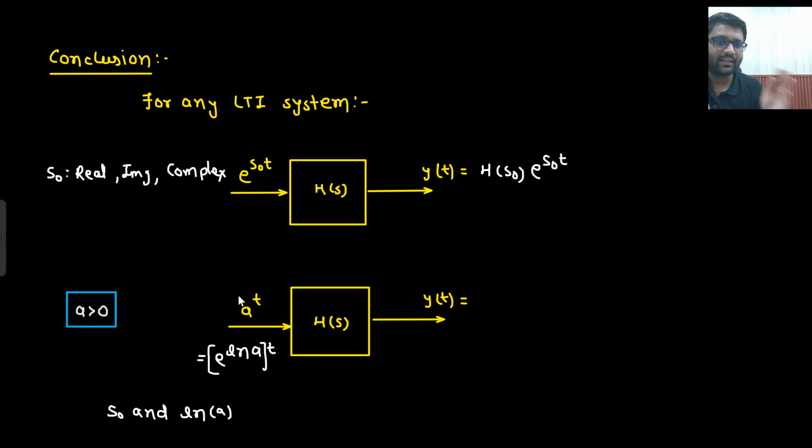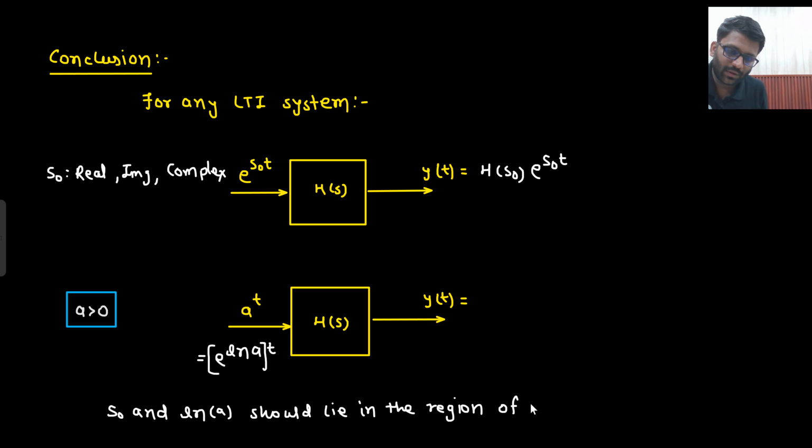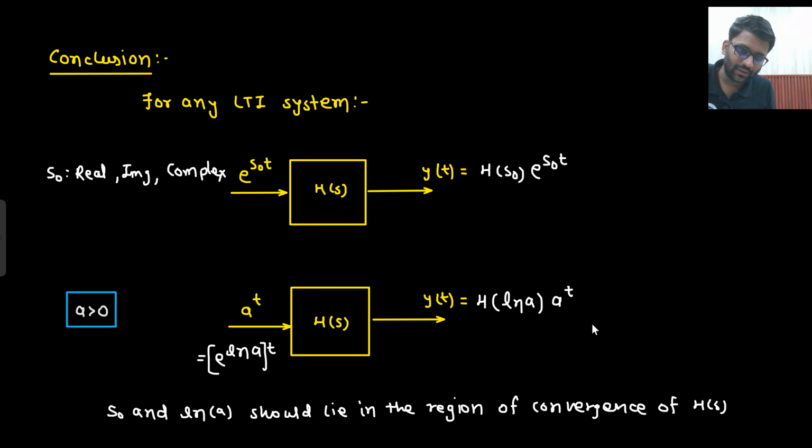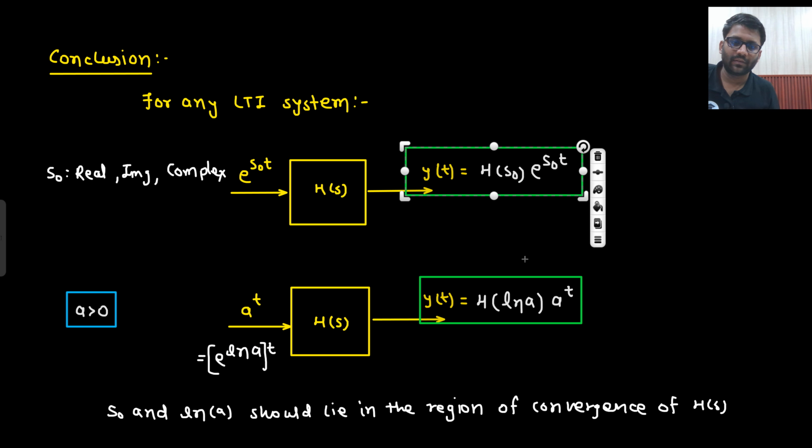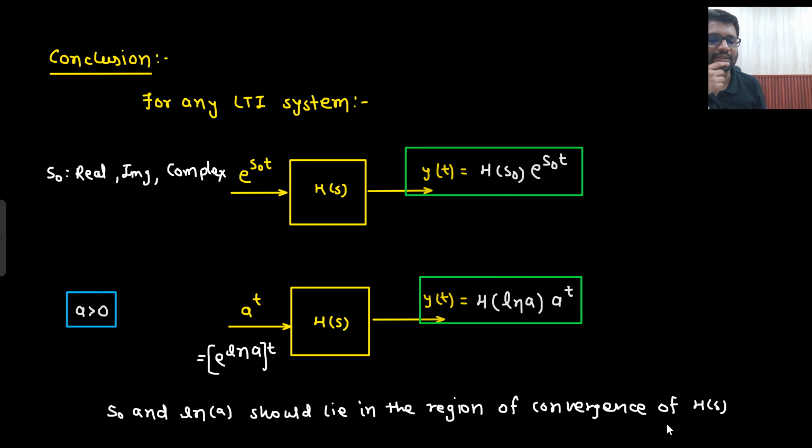Look here, A should not be lying in the region of convergence. ln A should be lying in the region of convergence. That means s naught and ln A should lie in the region of convergence of H(s). So here this would be the output, and here what will be the output? H of ln A to the power t. So two outputs we will be getting. Is this discussion clear to you or not?